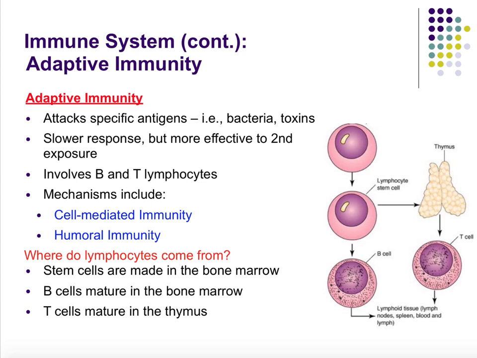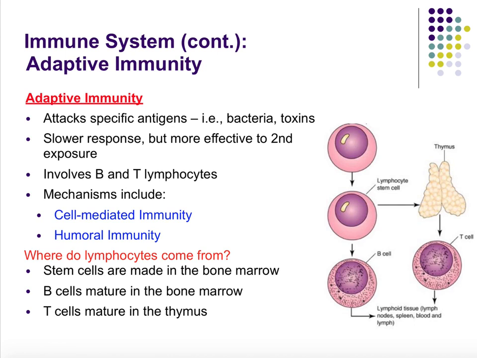All right, so let's now discuss adaptive immunity. In adaptive immunity, we are going to attack specific antigens, so specific bacteria and toxins that have invaded our body. The response is a lot slower, but it's a lot more effective, okay? Especially after that second exposure. It's going to involve both your T and your B lymphocytes, or your T cells and your B cells. And the mechanisms include cell-mediated immunity and humoral immunity, depending on whether we're talking about our B cells or our T cells.